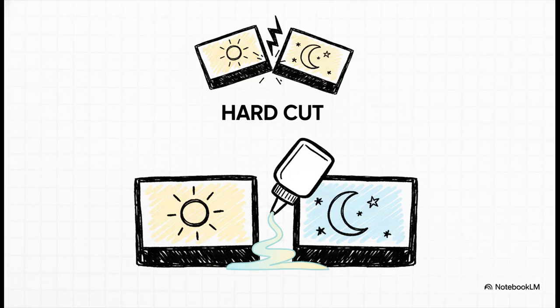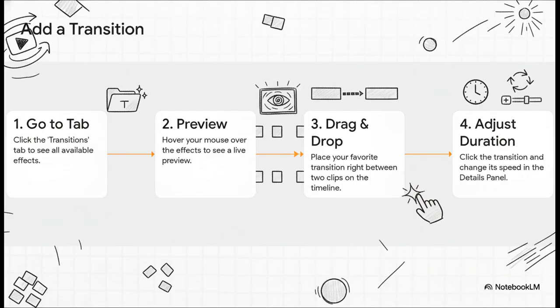You know how sometimes when you watch a video, it just jumps from one shot to the next and it feels kind of abrupt? Well, transitions are like the visual glue that smooths everything out. They help you move from one scene to another without it feeling so jarring. And CapCut makes adding them incredibly easy.